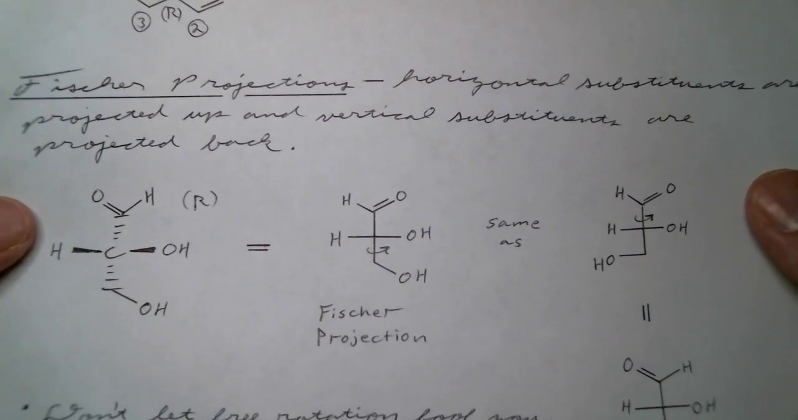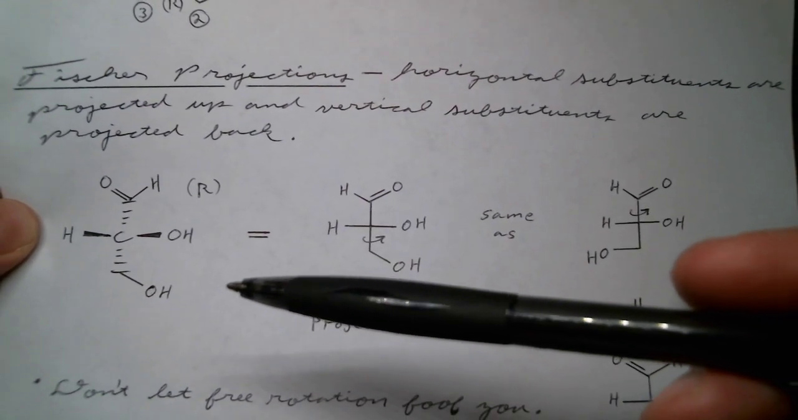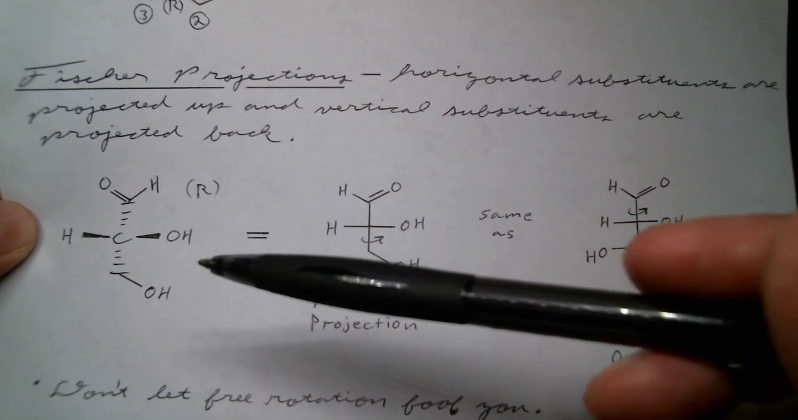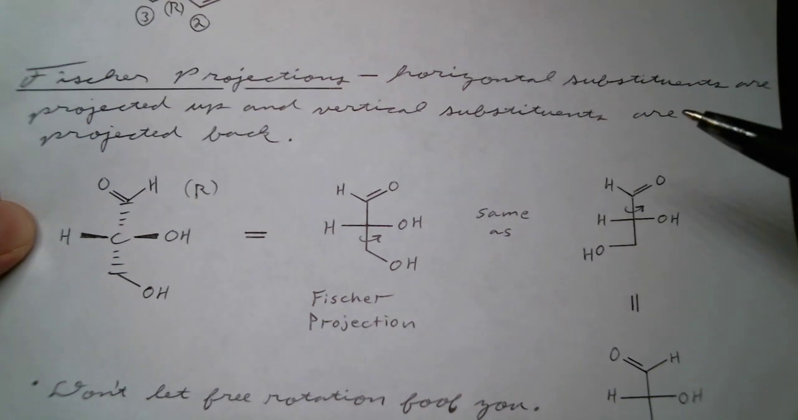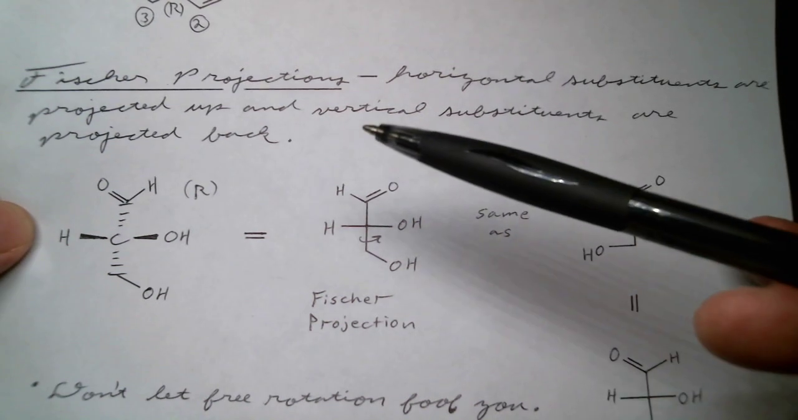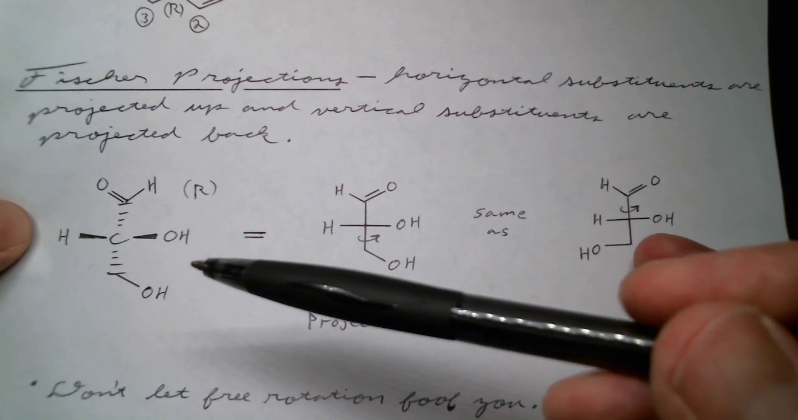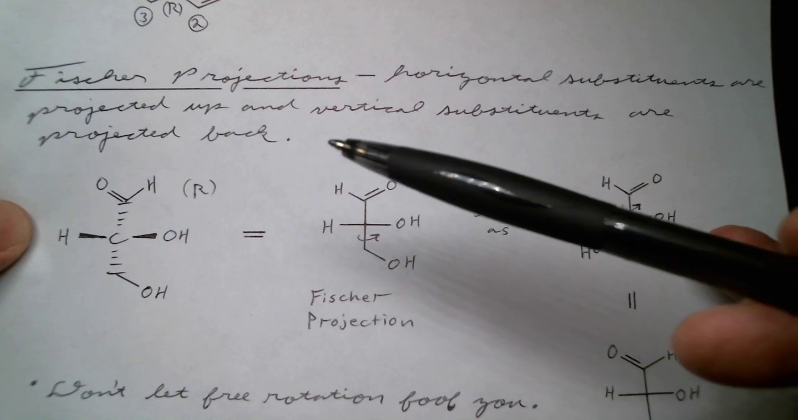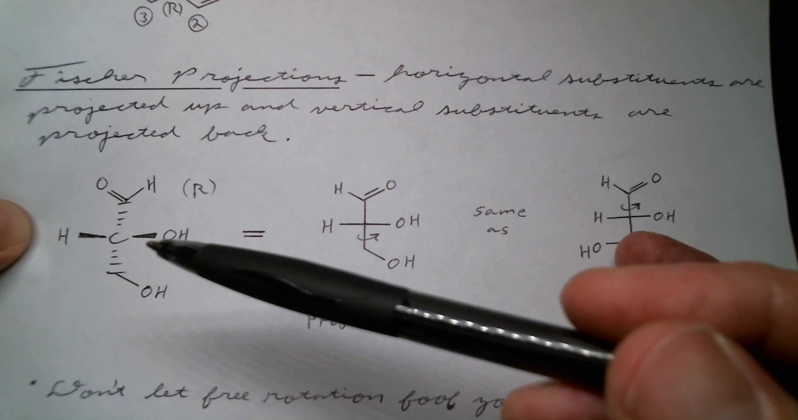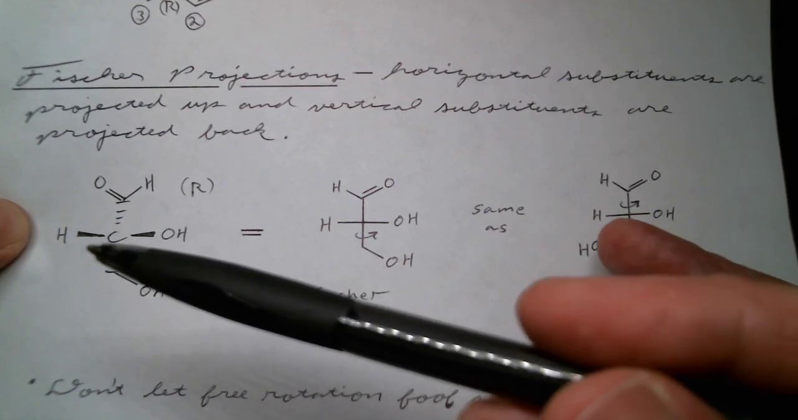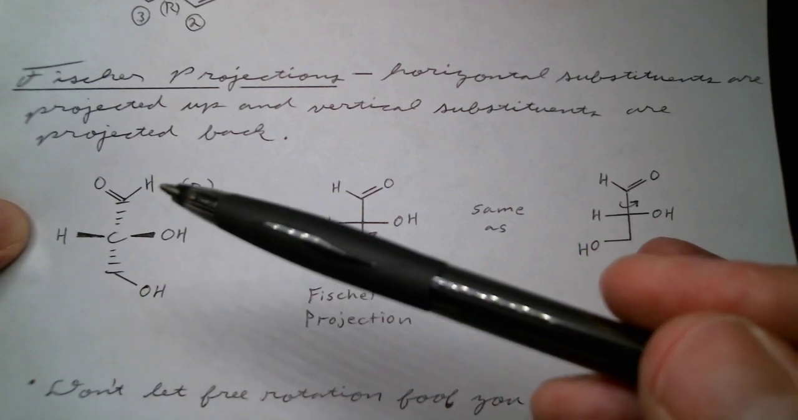So finally, Fisher projections. These are the molecules that want to come up to you and give you a great big hug. So how do we treat them? Horizontal groups or substituents are projected up and out of the plane of the page. That's like their arms, coming out to hug you. And vertical substituents are projected back. So I've symbolized that by giving wedges to our horizontal groups, our hydroxyl group and our hydrogen group, and then giving dash bonds to our other groups.